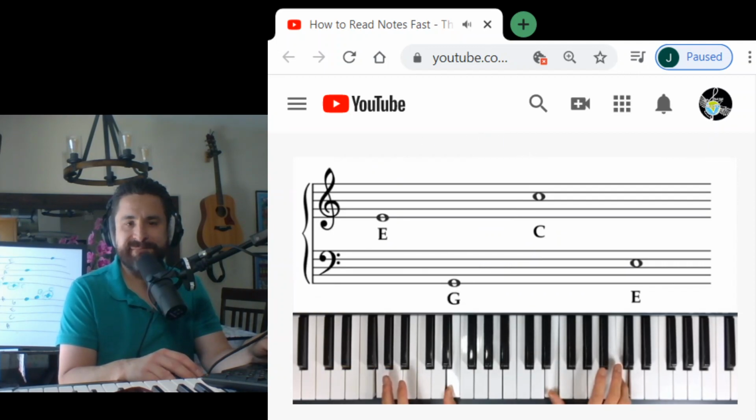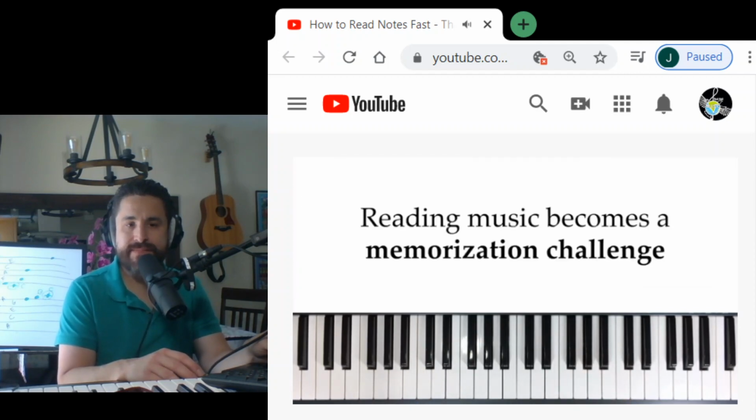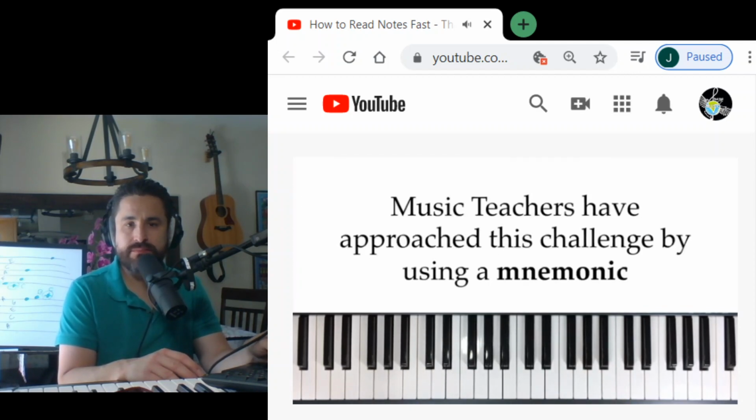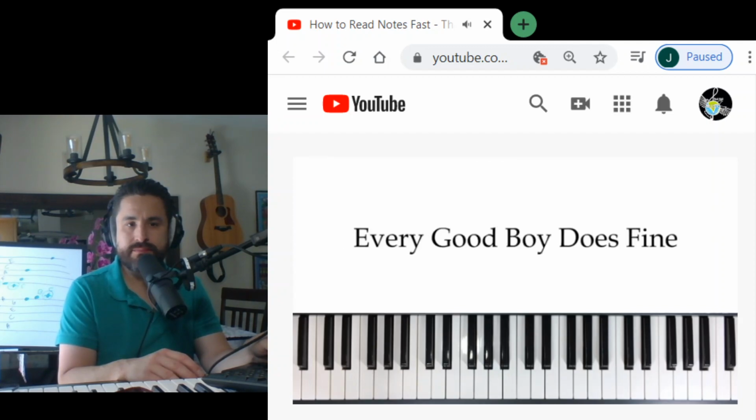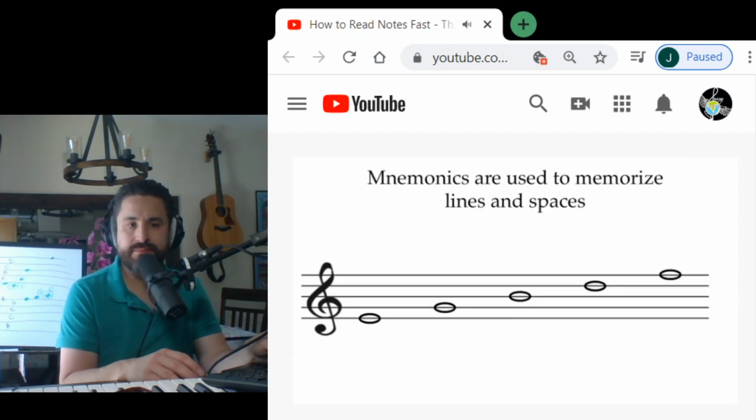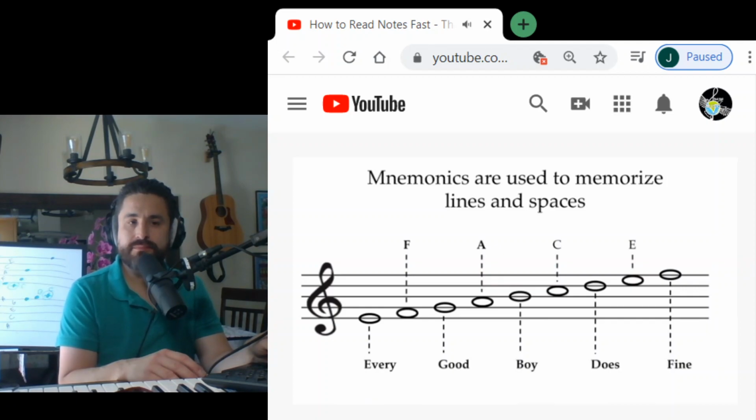The lines and spaces are different in both clefs, so reading music becomes a memorization challenge. How music teachers have approached this challenge is by giving students mnemonics to memorize, like "every good boy does fine." Memorizing that phrase helps you memorize that the 5 lines of treble clef are E, G, B, D, F. And the spaces are "face," F-A-C-E. The bass clef also has its own mnemonics to help you memorize the lines and spaces there as well.